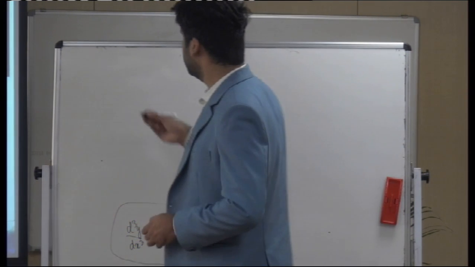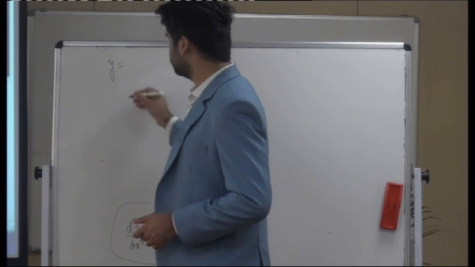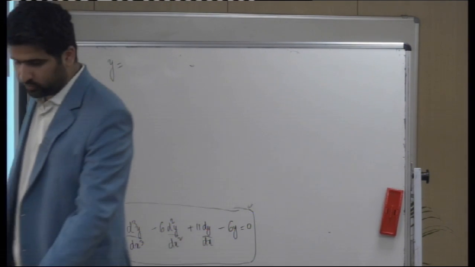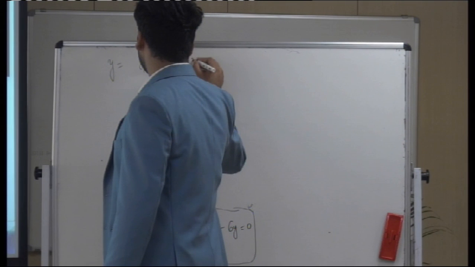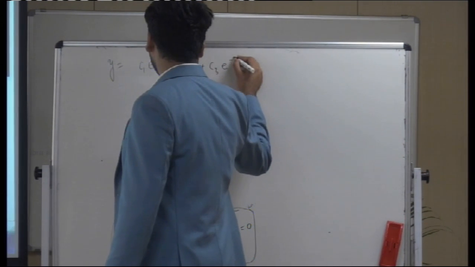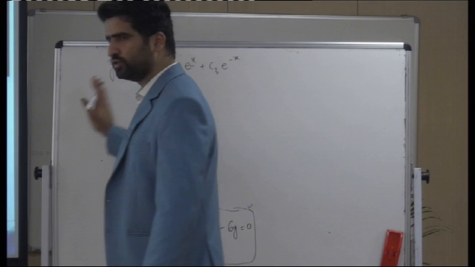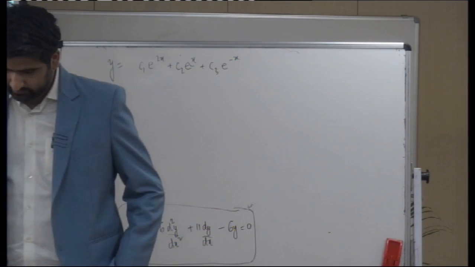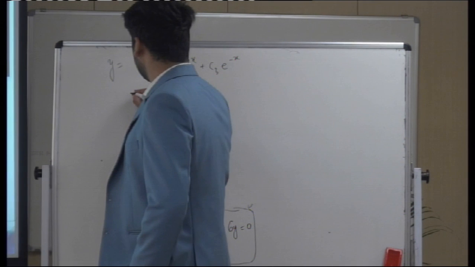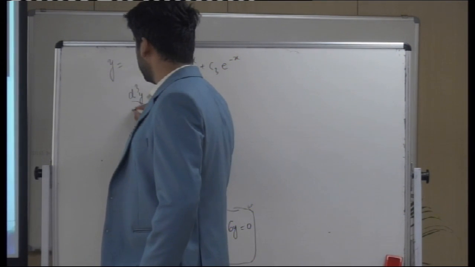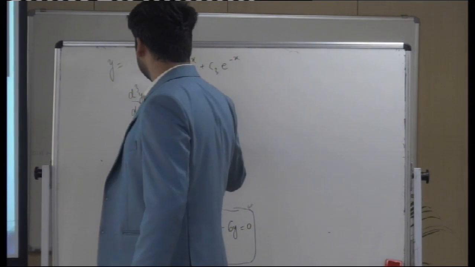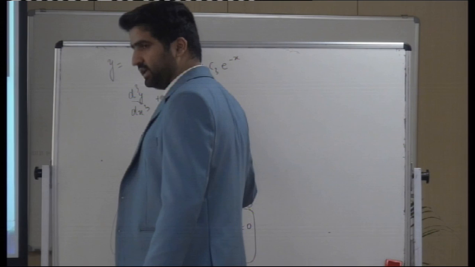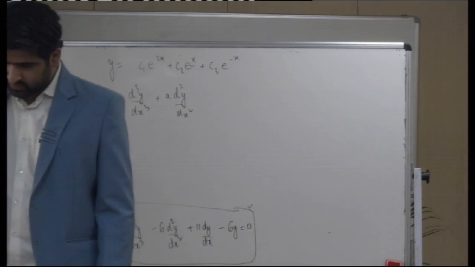Next type will be, you are given an equation. Let's suppose, okay, do it by question only. You are given an equation y is equal to c1 e to the power 2x plus c2 e to the power x plus c3 e to the power minus x. This is a similar question to the previous one, and you are given that this is a solution for d3y upon dx3 plus a d2y upon dx2 plus b dy by dx plus cy.